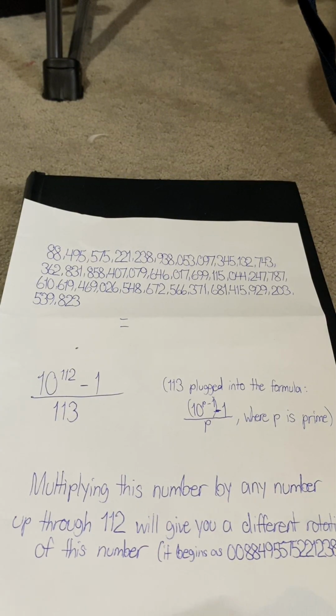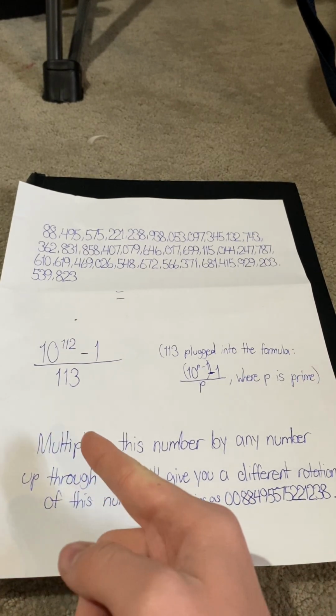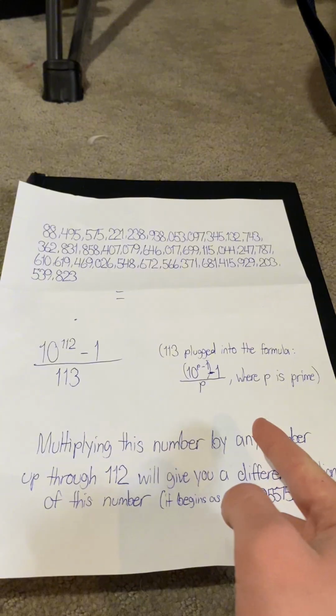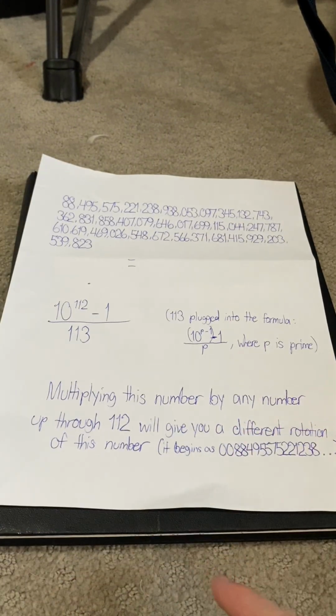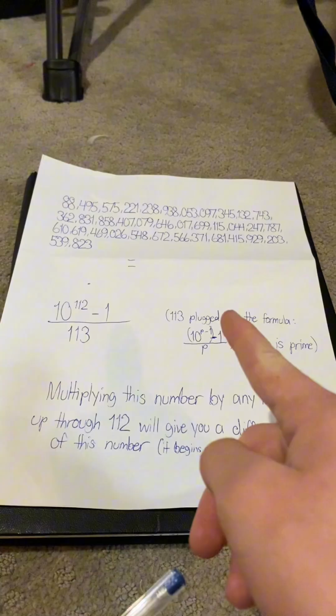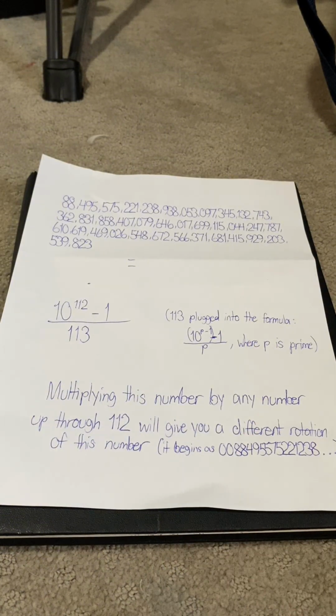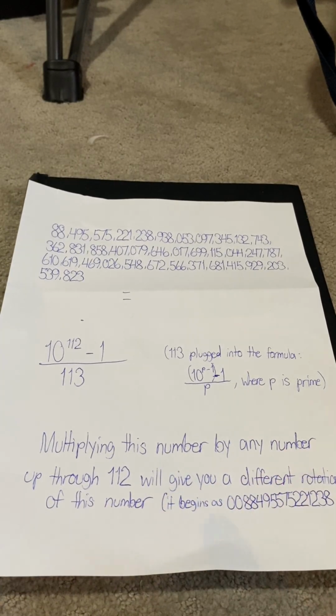In my video about cyclic numbers, I told you about cyclic numbers. And this one is where you plug 113 into the formula, and you get this massive number. Multiplying this number by any number up through 112 will give you a different rotation of this number. But if you multiply this number by 113, you'll get a string of 112 nines. So this number might as well be divisible by 99 because you have an even number of nines.